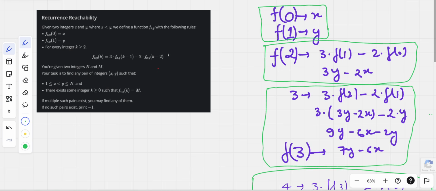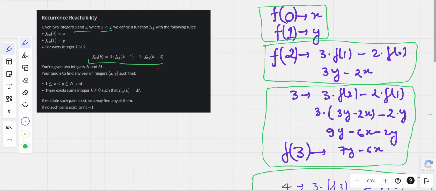In this video, we will solve a recurrence reducibility problem. In this problem, we are given two integers x and y, where x is always less than y, and we have a function f of x comma y. If k is 0, then it will give you x. If k is 1, then it will give y. For other k, it has a relation like f of k is equal to 3 times f of k minus 1 minus 2 times f of k minus 2.